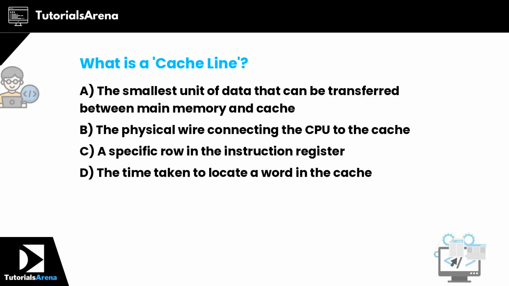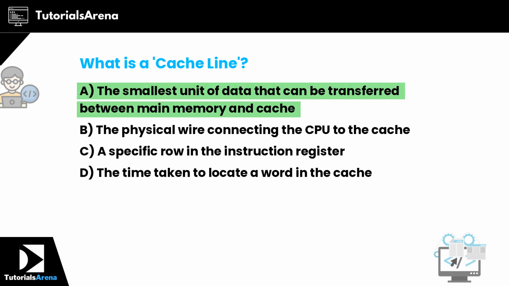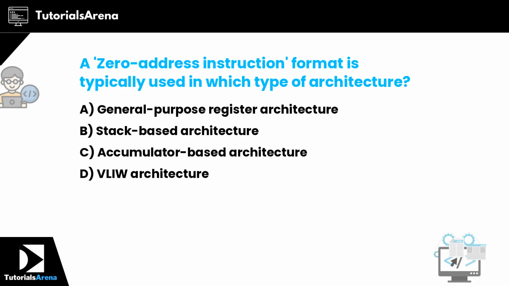What is a cache line? The correct answer is option A, the smallest unit of data that can be transferred between main memory and cache. The zero address instruction format is typically used in which type of architecture? The correct answer is option B, stack-based architecture.